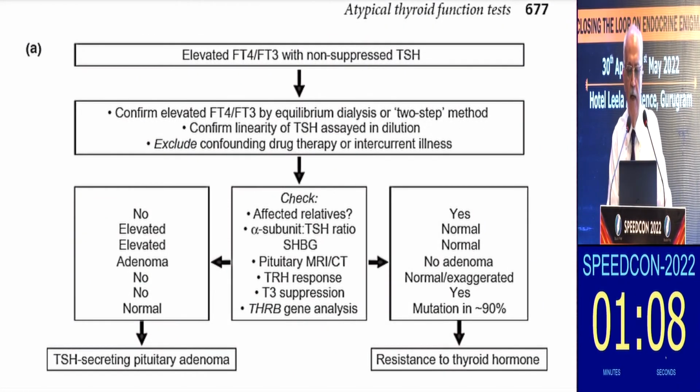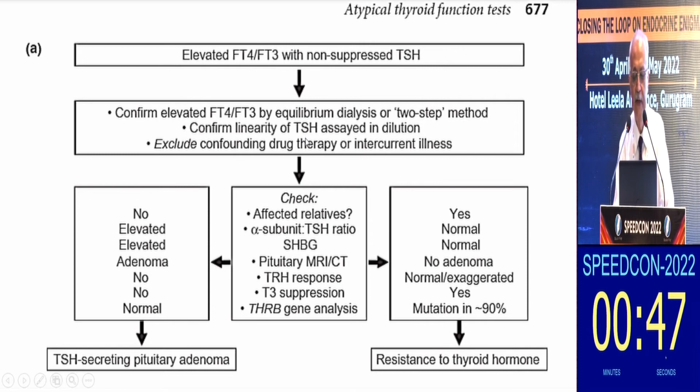So this is the algorithm for how you proceed. When you have elevated free T4 and T3 with non-suppressed TSH, you confirm elevated free T4 by equilibrium analysis or two-step method and exclude assay disturbances, exclude confounding drug therapy or intercurrent illness. Then you check whether there are affected relatives. And then there are two conditions left which you have to differentiate.